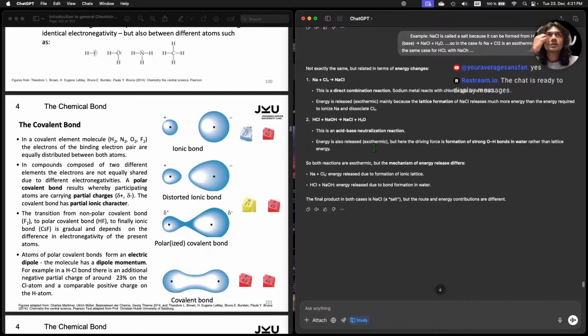So both reactions are exothermic, but the mechanism of energy release differs. Energy released due to the formation of the ionic lattice. The final product in both cases is NaCl, but the route and energy contributions are different. Okay.